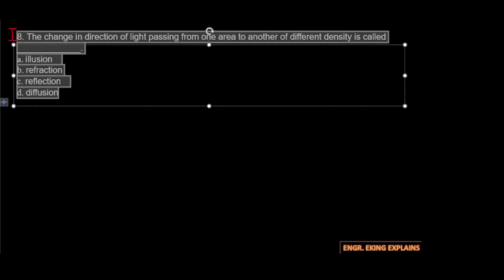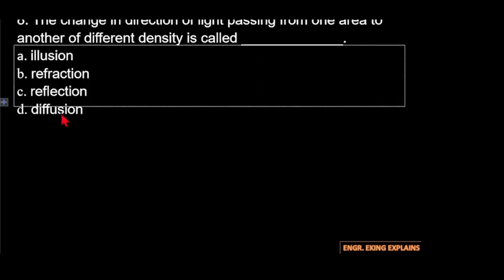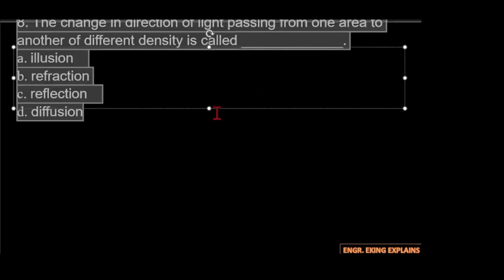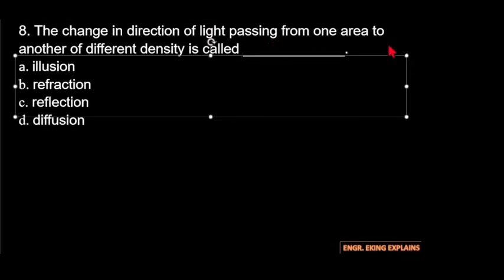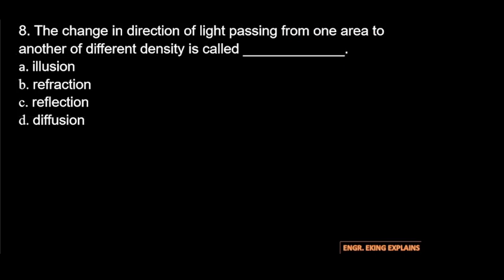So this is all about light. The change in direction of light as it's passing from one area to another of different density or of different materials. Okay, so anong tawag dito? So, nangyayari when a light passes from one material to another, yung light natin is nagbibend. So, this is also sometimes called the bending of light. So, ang tamang sagot nito is letter B, refraction.